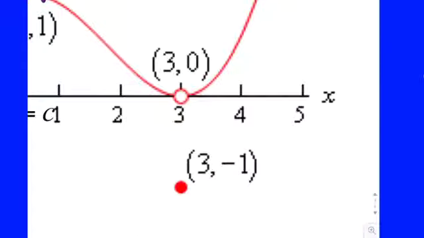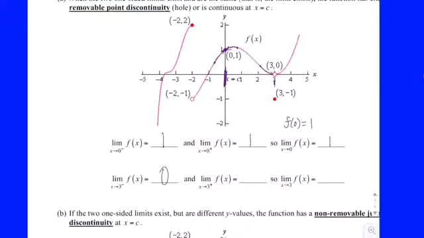All right, so you've got to find 3. 3 is right here. If you hop on to the left, we'll hop on right here. Start heading towards 3. We're getting closer and closer to the open circle, whose y value is at what? 0. So that's the limit from the left.